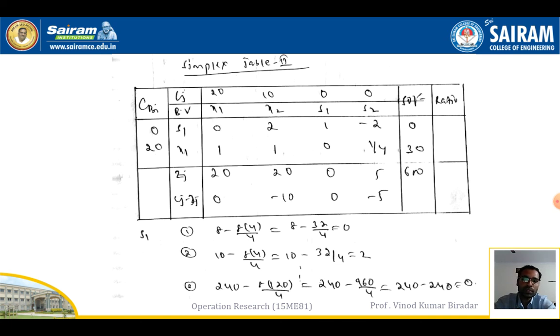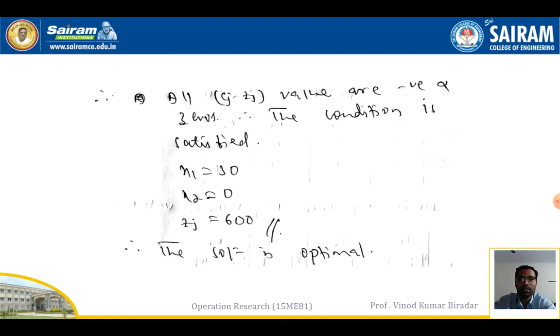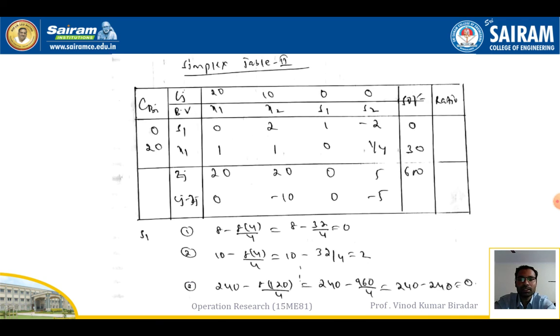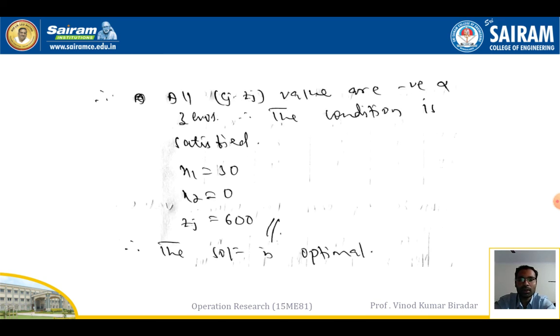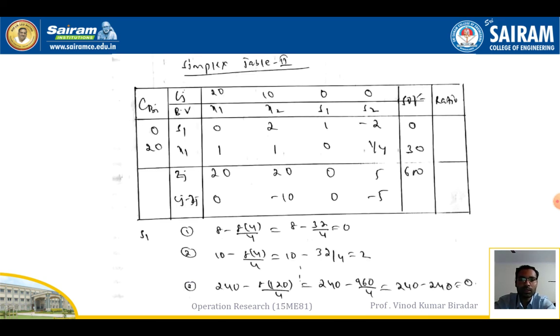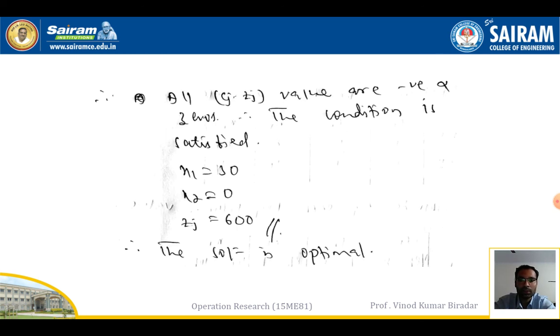Once cj and zj values are calculated, you check whether your solution is optimal or not. To be optimal, all the values should be zero or negative. Here we got zeros and negatives, therefore you stop here. The given solution is optimal because the cj minus zj condition is satisfied. How to write the answer: x1 is equal to 30, x2 is not there, so 0, and zj is equal to 600. So the given problem has an optimal solution.